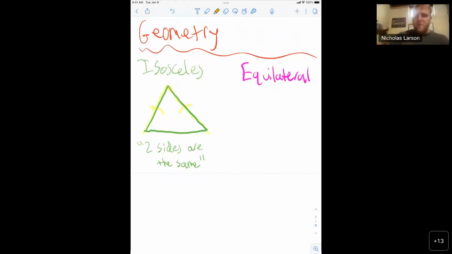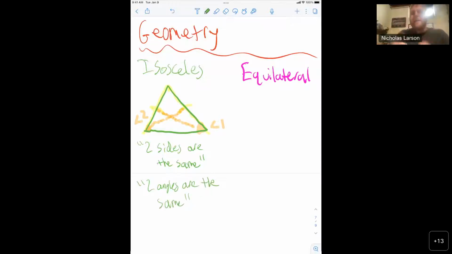It also means, and this is where the converse comes in, that the angle opposite. In geometry, opposite means across. So if this is angle 1 and this one across is angle 2, then those are also going to be the same. So I'm going to add to our notes: 2 sides are the same and 2 angles are the same.